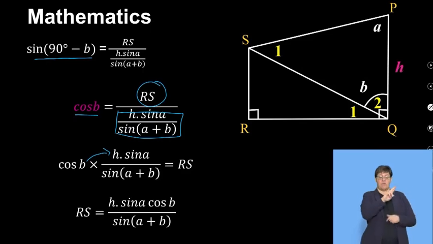And there we go. We now have an expression for RS, which involves all our variables as they expected. So RS is equal to H sine A cos B all over sine of alpha plus beta.